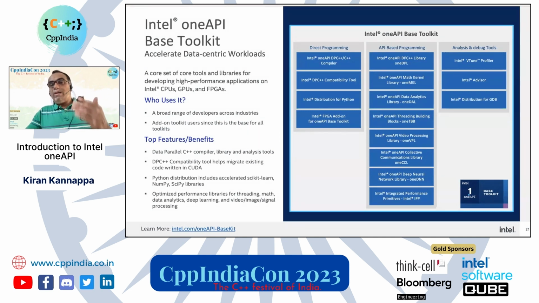Then there's a whole slew of libraries, all the way from the standard template library, libraries for building threads, libraries for neural network construction from basics, then libraries for building your analytics application, then libraries for some video processing, etc. I have a few slides on the libraries as well, so we'll come to that. Then as far as the analysis and debug tools, you have the VTune profiler, the Intel Advisor, and the Intel distribution of GDB. So again, the design phase, the debug phase, and then the fine-tuning phase of your software development.